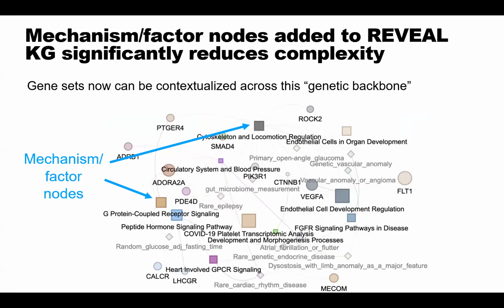So here's what it kind of looks like. It is what we call our genetic background, right? It has a combination of genes, gene sets, mechanisms, and phenotypes. So you're looking at this, and if you're me, you're like, okay, I can see some connections, but this is difficult. But what this means is these gene sets are now contextualized in our genetic backbone. But then you need some way to interact with it. And that's what Reveal now does.